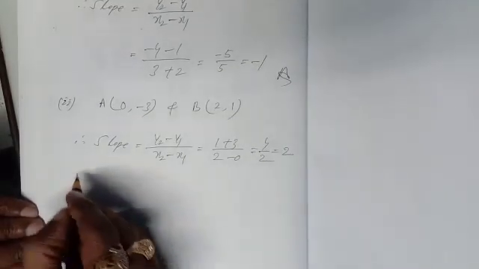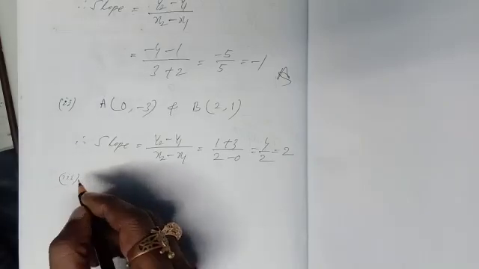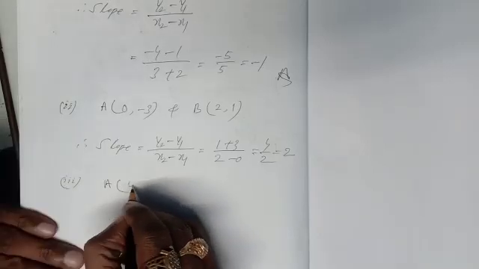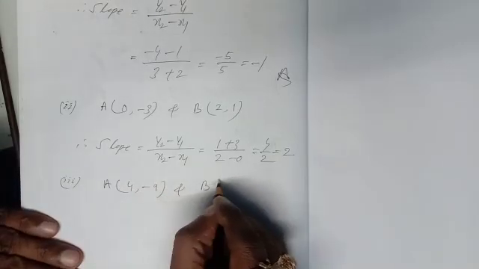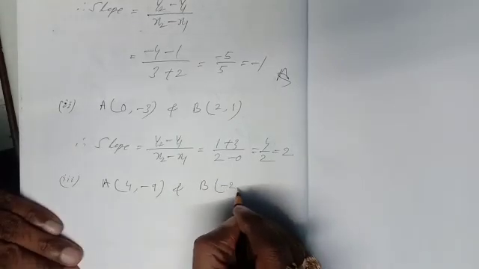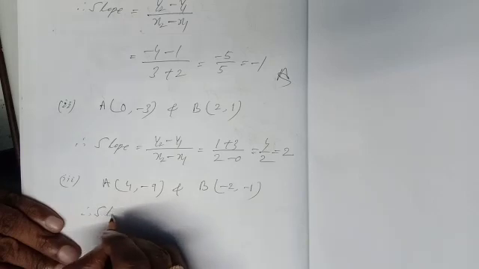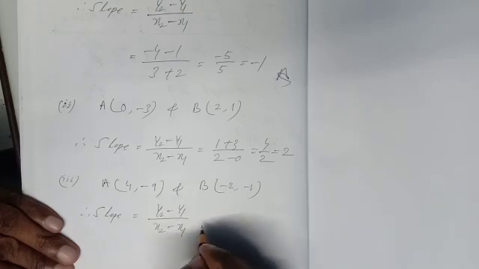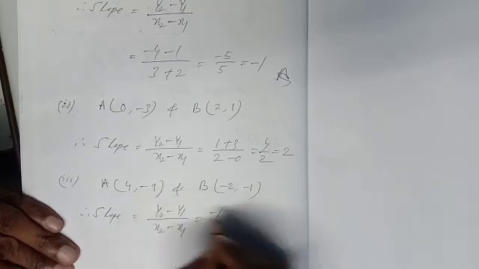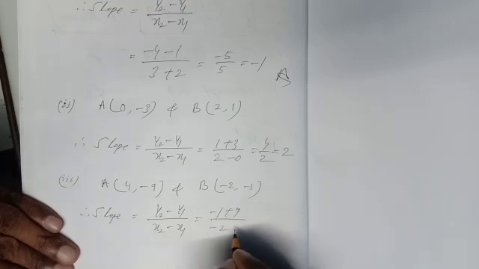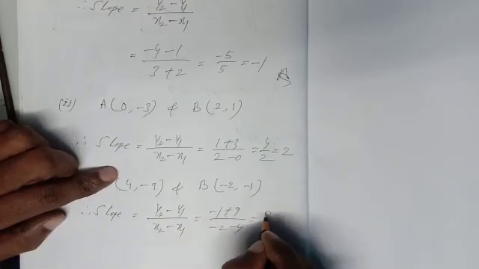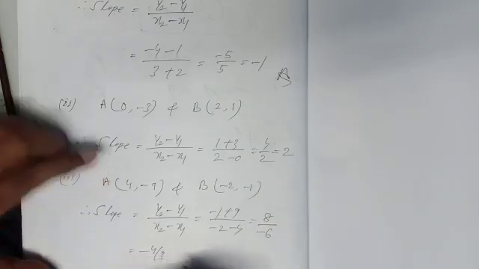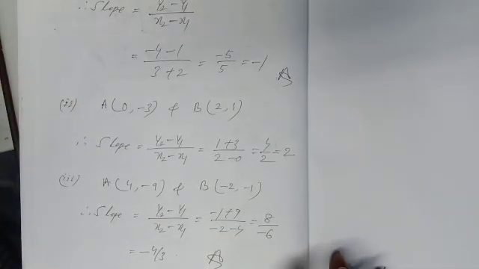Slope is also called gradient. Now the third part: the first point A is (4, -9) and B is (-2, -1). Therefore slope is equal to y2 minus y1 by x2 minus x1. So y2 is -1, this will be plus 9, by x2, that is -2 minus 4. 9 minus 1 is 8, so 8 by -6. The final answer will be -4 by 3.